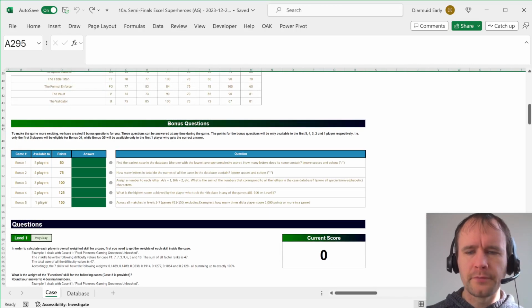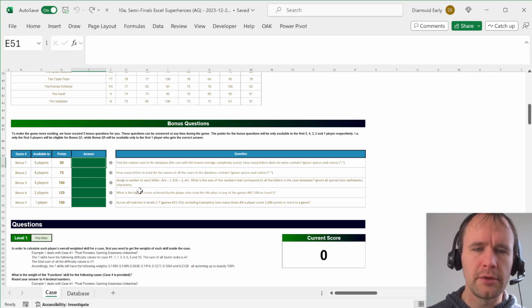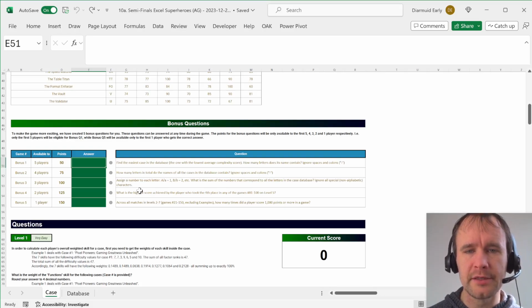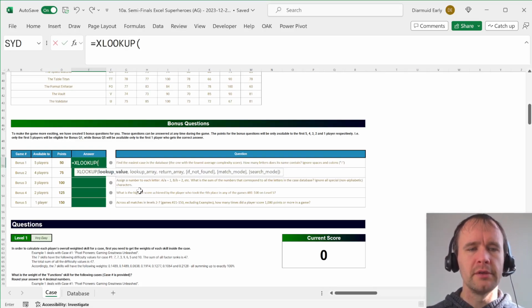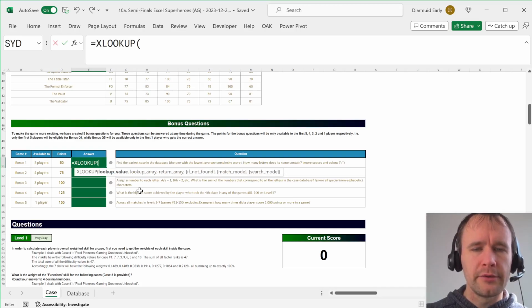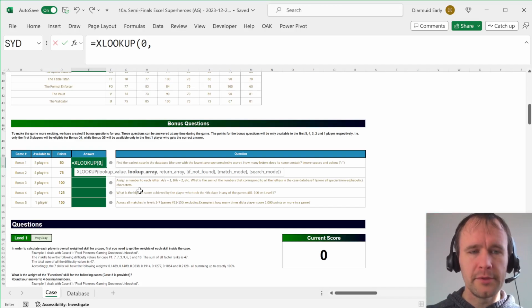Let's dive on in. So, question one, find the easiest case in the database, the one with the lowest average complexity score. How many letters does its name contain? You could do this in simpler ways, but if you want to find the lowest of something, then XLOOKUP 0 and match the next larger item is a good way to do it.